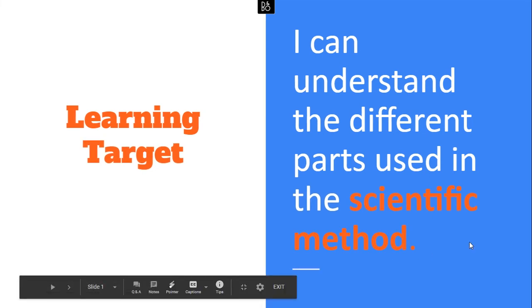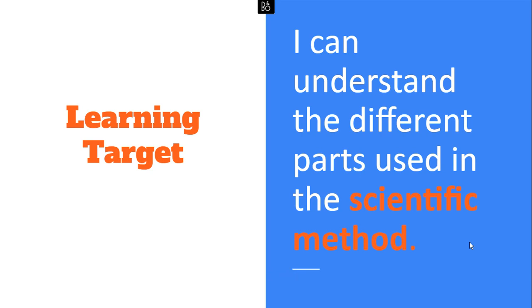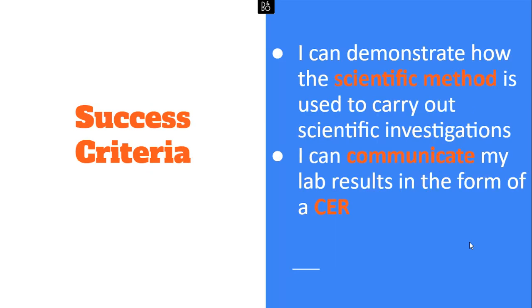What you're going to be able to do at the end of this lesson: you can understand the different parts used in the scientific method, and you're also going to be able to demonstrate how the scientific method is used to carry out scientific investigations, and you're going to communicate your lab results in the form of a CER. That will be the next activity after you collect your data here and finish this lab sheet.